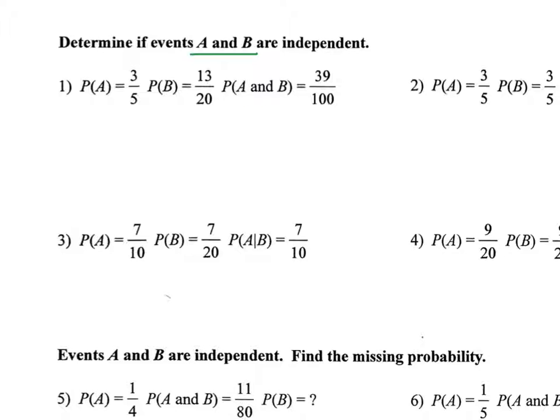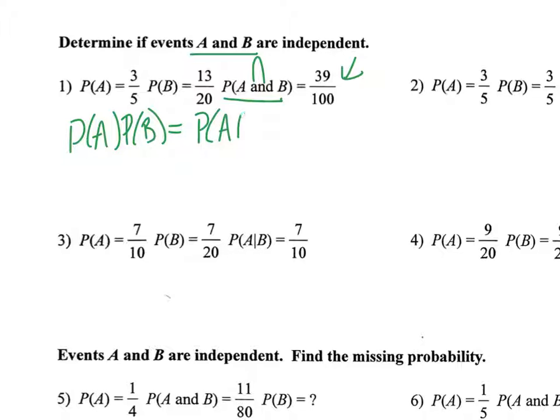So in this particular case, they're telling you A and B. Remember, that's the and. So they're telling you A and B is this, and they're telling you what probability of A and probability of B is. So since they're giving me the and one, I'm going to use the formula for proving that uses the and. So it says that the probability of A times B is equal to the intersection. So let's do that. The probability of A is 3 over 5, B is 13 over 20, and then them together is 39 over 100.